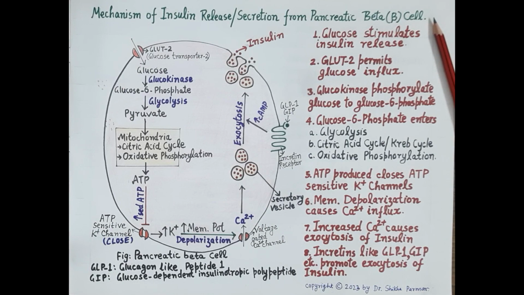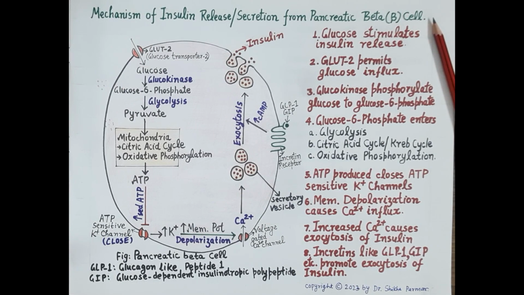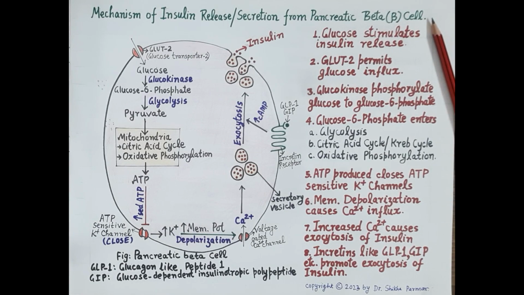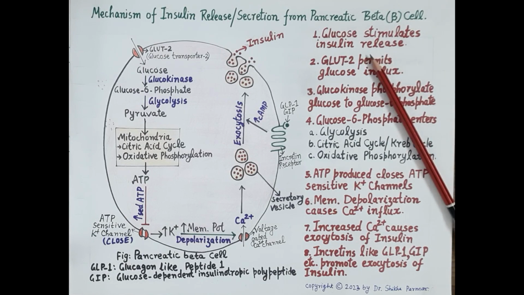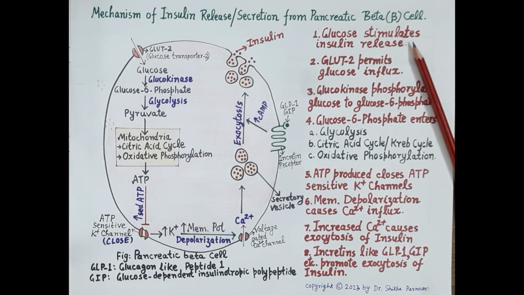Now, a low or basal level of insulin is consistently secreted from the beta cells. But as soon as the blood glucose rises, that is after a meal, secretion of insulin increases. So, the stimulus for secretion of insulin is the level of glucose in the blood. Thus, glucose stimulates insulin release from the beta cells.